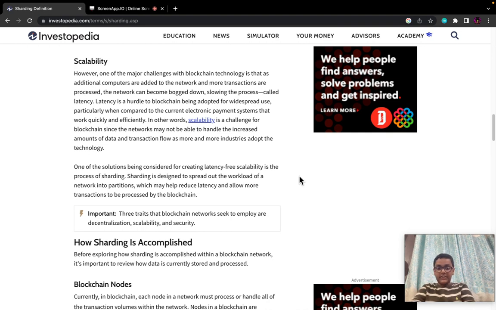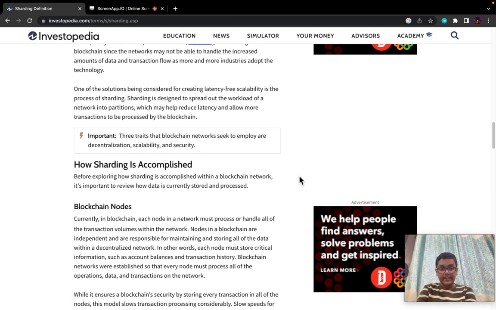One of the solutions being considered for creating latency-free scalability is the process of sharding. Sharding is designed to spread out the workload of a network into portions, which may help reduce latency and allow more transactions to be processed by the blockchain. These are traits that a blockchain network seeks to employ: decentralization, scalability, and security.